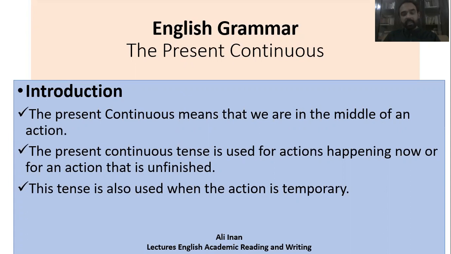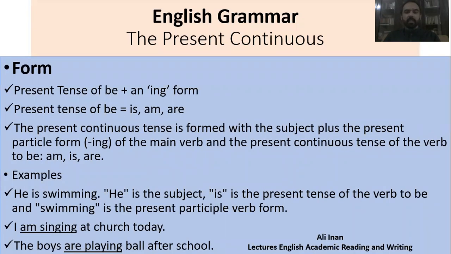The present continuous tense is used for actions happening now or for an action that is unfinished. This tense is also used when the action is temporary. The form of the present continuous tense, as far as the sentence structure is concerned, contains the present tense form of the verb be with the addition of the ing form. Present tense form of be includes is, am, and are.